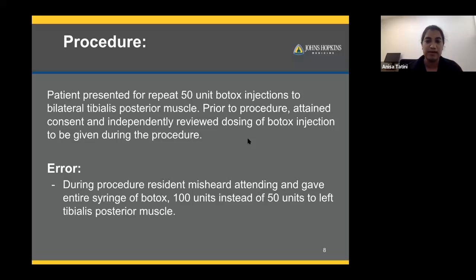Dr. Mayer and I didn't really talk too much about the Botox injections prior to them happening. However, during the procedure, I misheard Dr. Mayer telling me to give only half of the syringe of Botox, and I gave 100 units instead of 50 units to the left tibialis posterior. So we immediately told the patient that this happened, and we were able to obtain more Botox to give to the other leg.